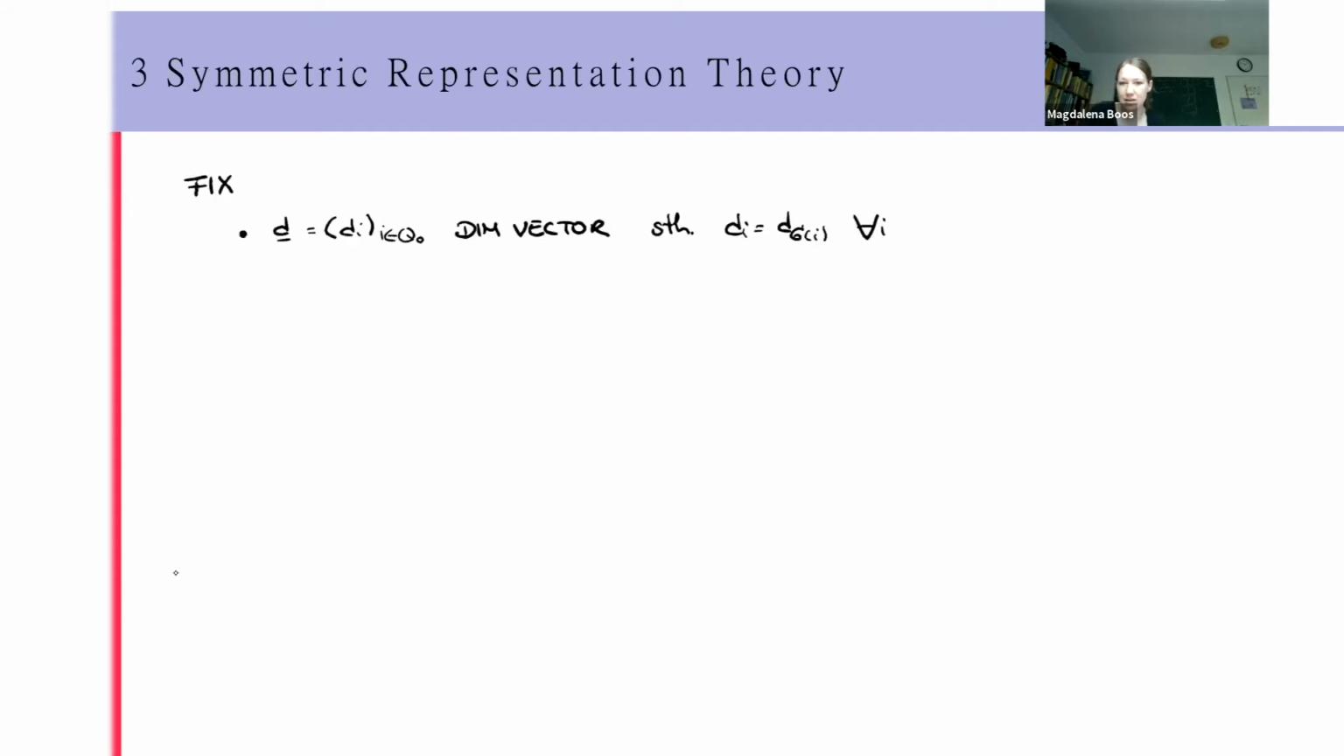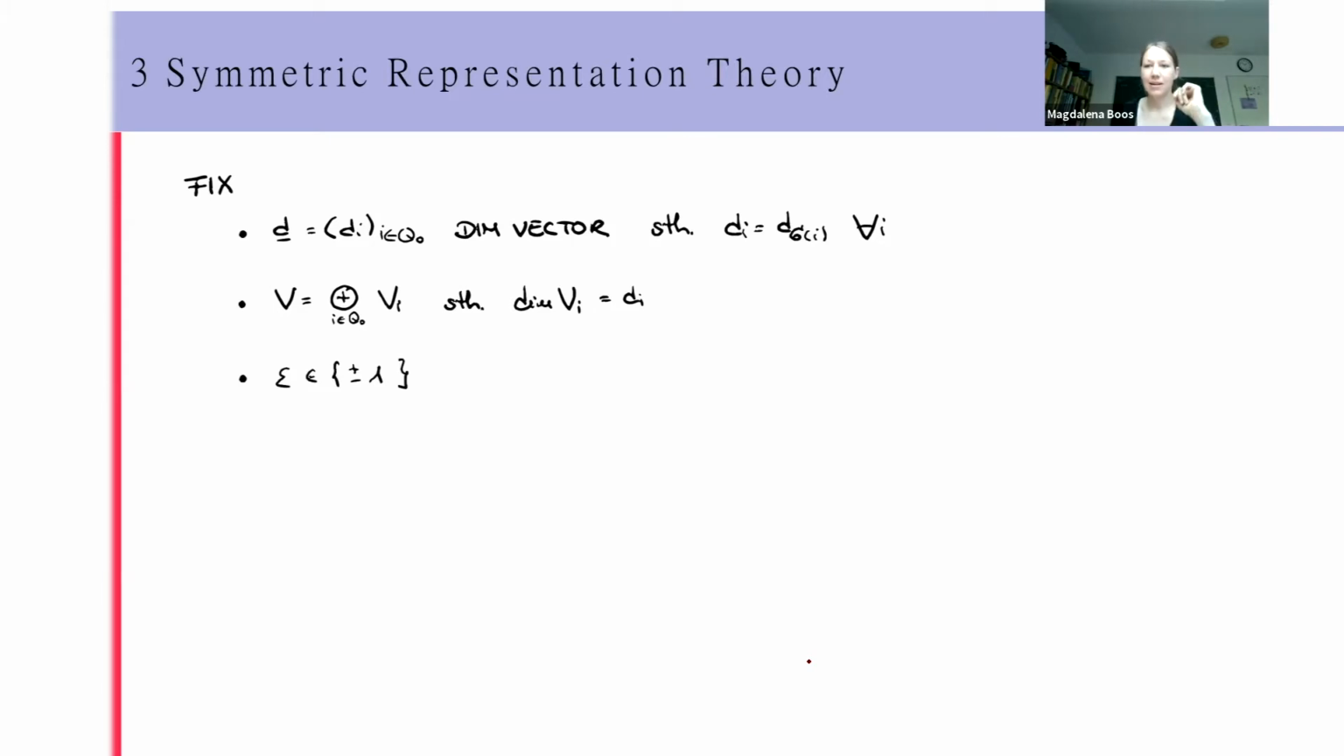Now we fix certain data which we just need because we look at orthogonal and symplectic things and at representations. So we start with the dimension vector, also a symmetric one, so d_i equals d_{sigma i}. And then we fix the graded vector space as before. So this is the direct sum of the vector spaces at the vertices of the quiver.